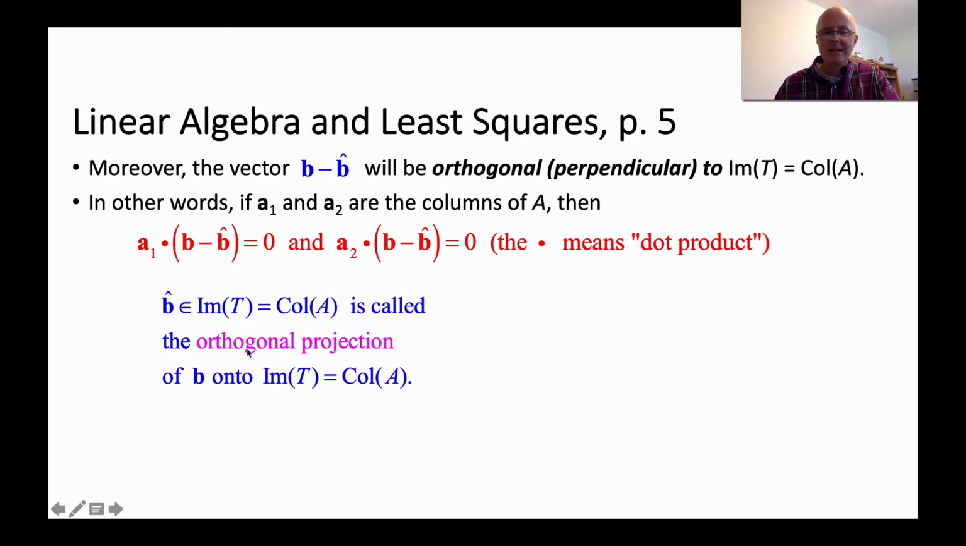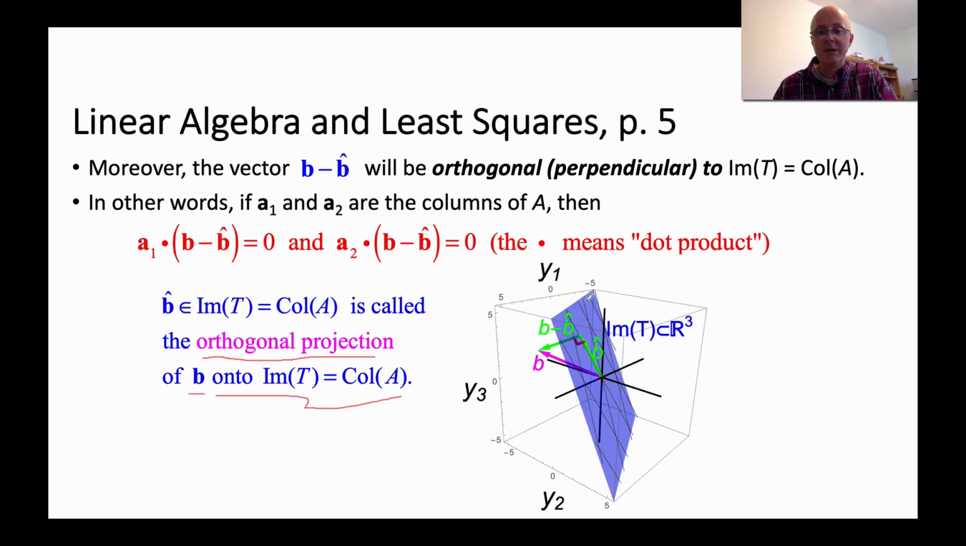B hat, which again is in the image or column space, also has a name. It's called the orthogonal projection of B onto this image. Here's another picture, and here I drew B minus B hat as this green arrow going from here to here. And I also drew in a right angle there. So B is not in the image of T, which is the column space of A. It's not surprising because the image is 2-dimensional, whereas R3 is 3-dimensional. That's why you don't typically have a solution.